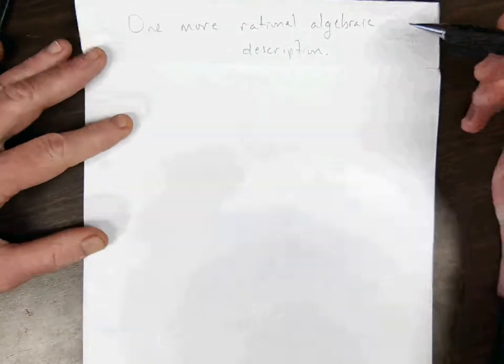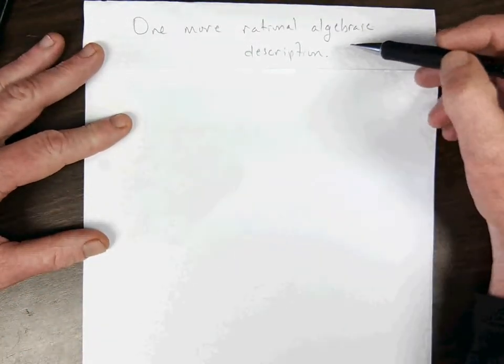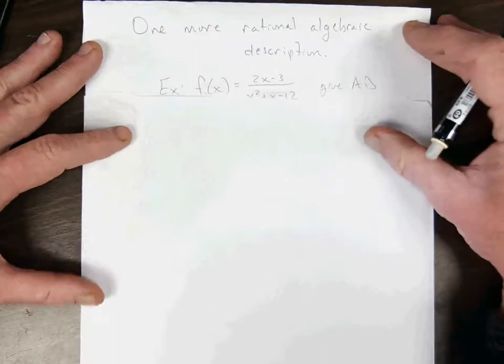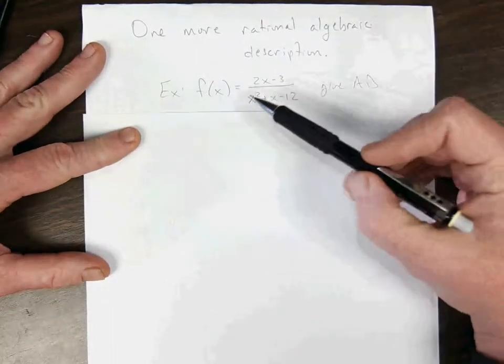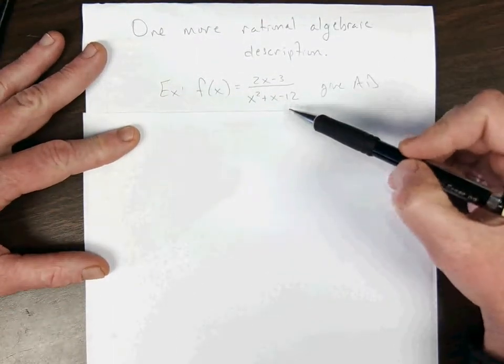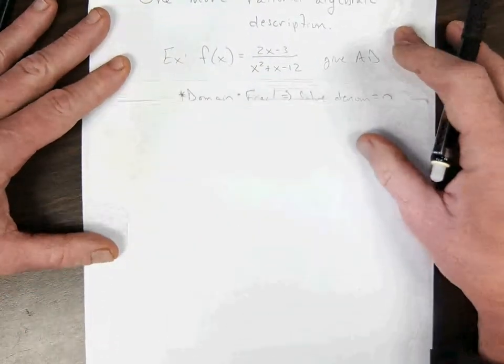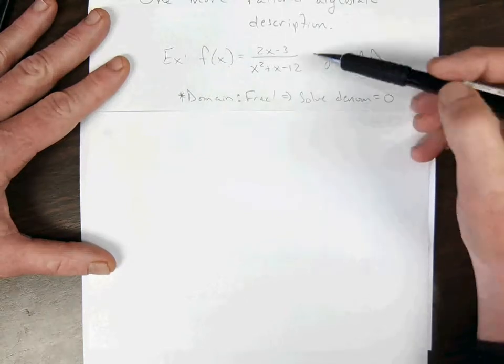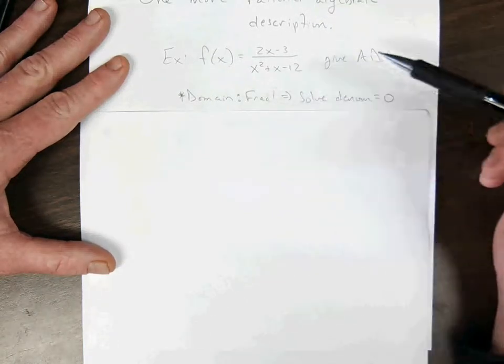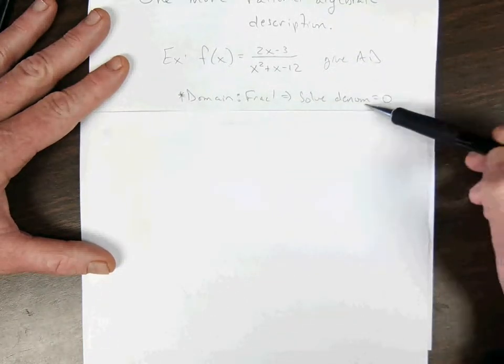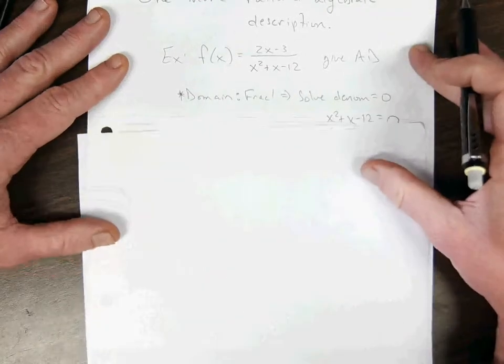Hi there. So I wanted to get you one more algebraic description example with a rational function. So we want to look at this function right here, and we're going to give an algebraic description for it. Remember that we always start with the domain, and if we have a rational function, we're always going to have to deal with that fraction. And so we're going to set the denominator equal to 0.